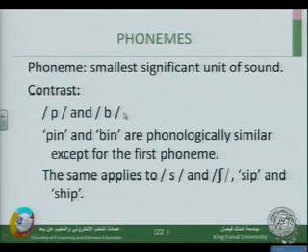P and B, pin and bin, they are phonologically similar, except for the first phoneme. The P is different and the B is different. The same applies to S and sh in sip and ship. Phonologically they are similar, but the first phonemes are different. So why are phonemes significant? Because they make changes in meaning.